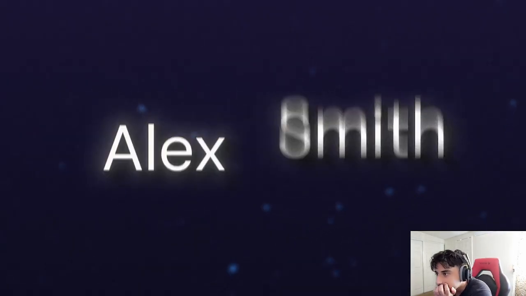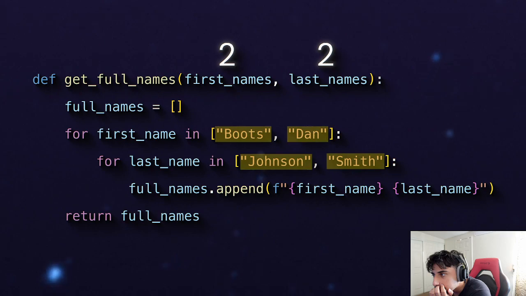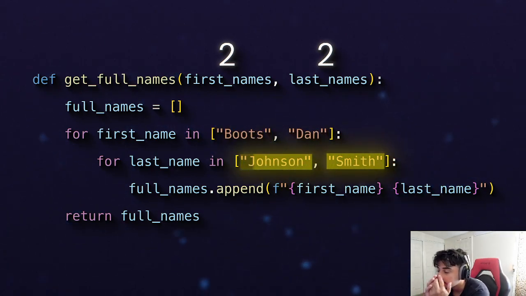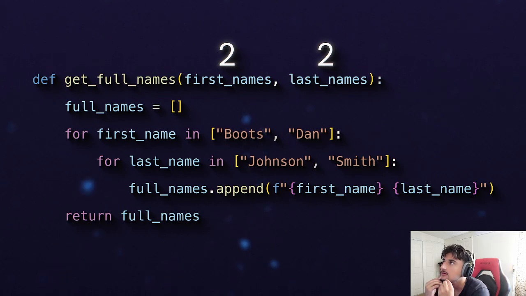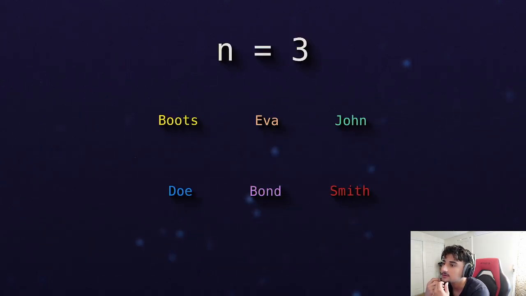Two iterations of the inner loop for each of the outer loop. So now it's actually 2 times 2, so we expect a total of 4 nanoseconds. Big O of n squared. And what if we bump n up?